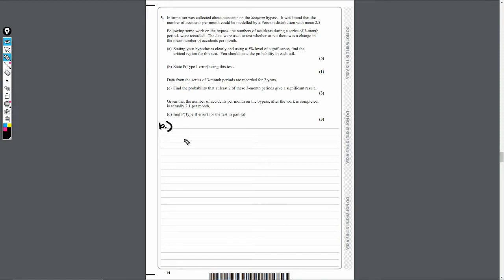Well, a type 1 error is when you reject when you shouldn't have. So, type 1 error is a reject when you shouldn't have.